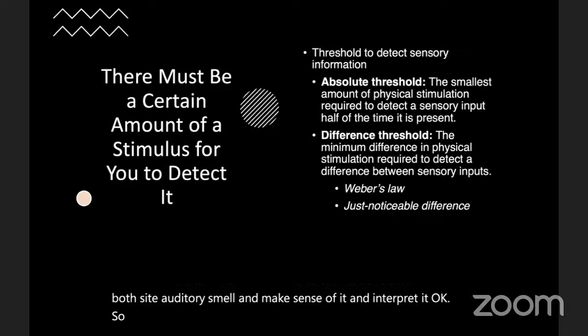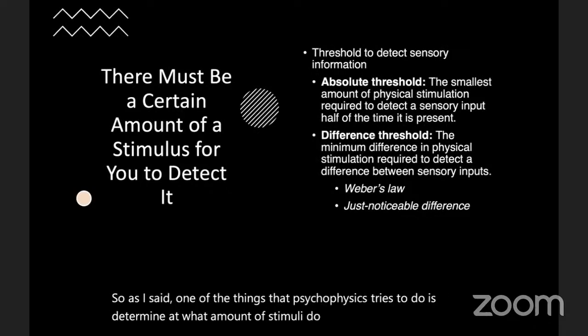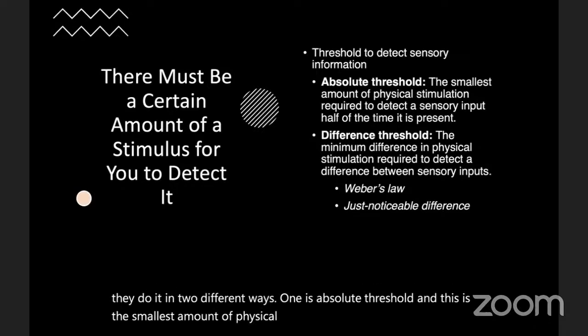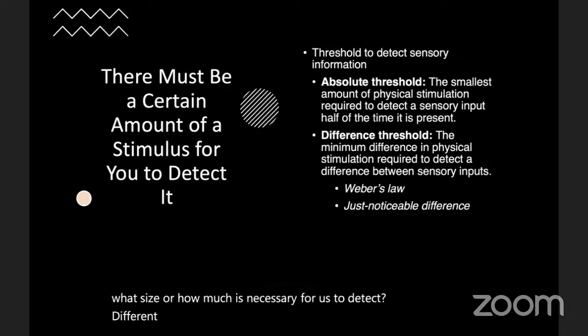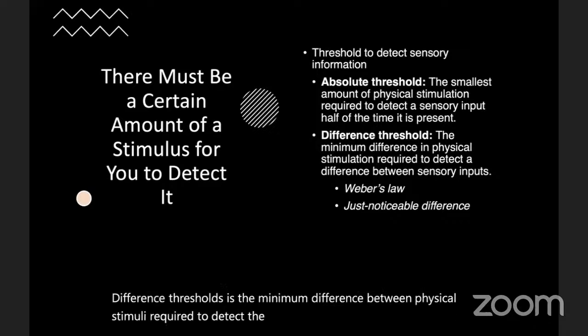So, as I said, one of the things that psychophysics tries to do is determine at what amount of stimuli do we detect information, and they do it in two different ways. One is absolute threshold, and this is the smallest amount of physical stimuli required to detect it. Okay, so what size or how much is necessary for us to detect different stimuli, such as taste and something such as how far our visual system can go. Difference threshold is the minimum difference between physical stimuli required to detect the difference between sensory input.